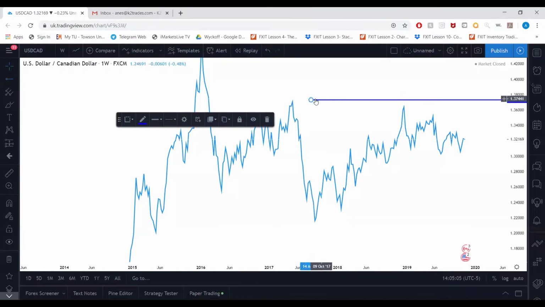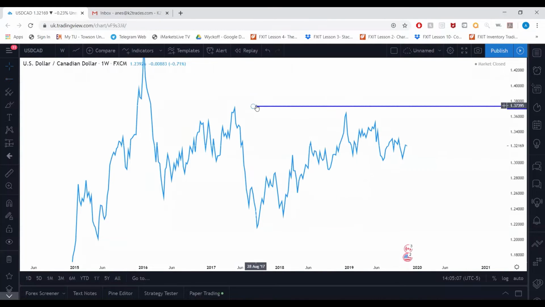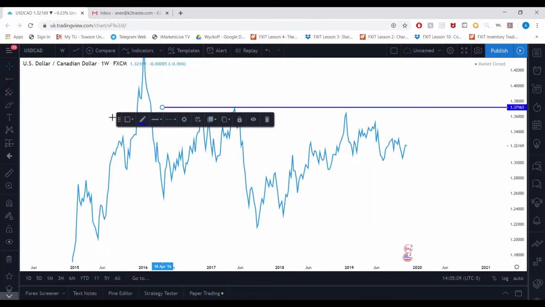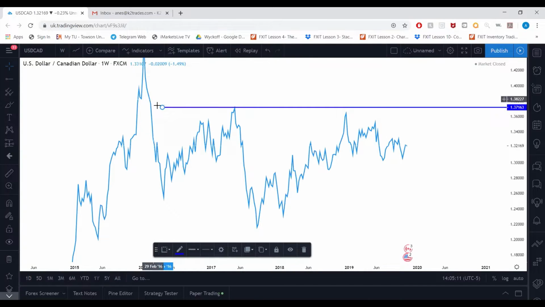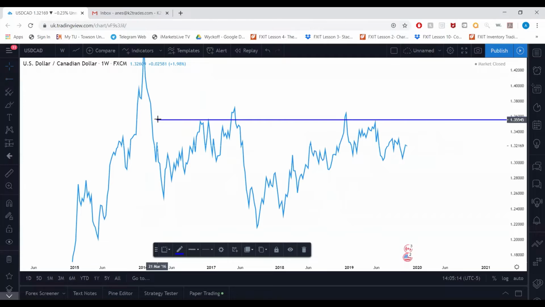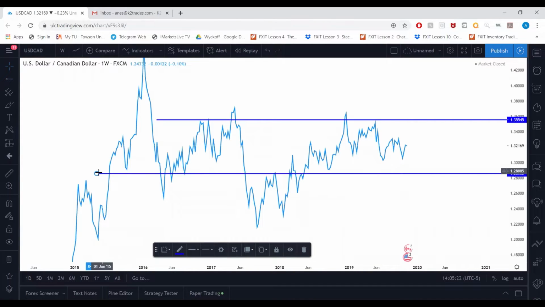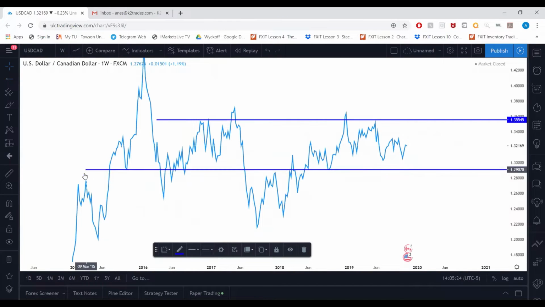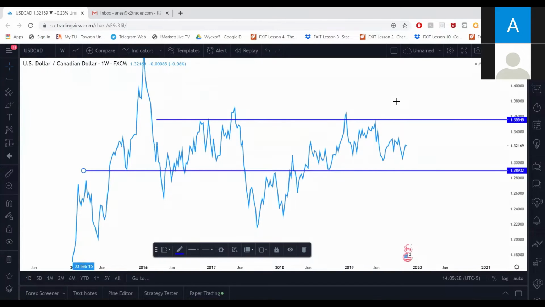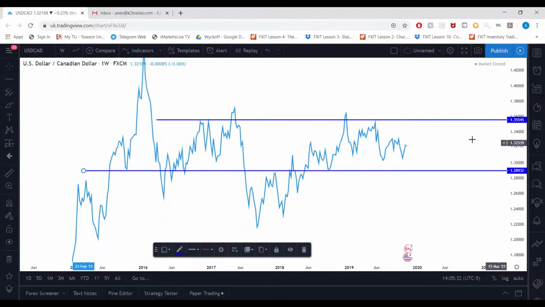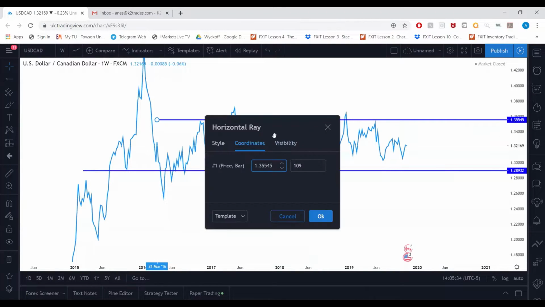I don't want that. We have a zone right here. We do have one right here as well. And we're gonna have to look for the recent one on the daily.